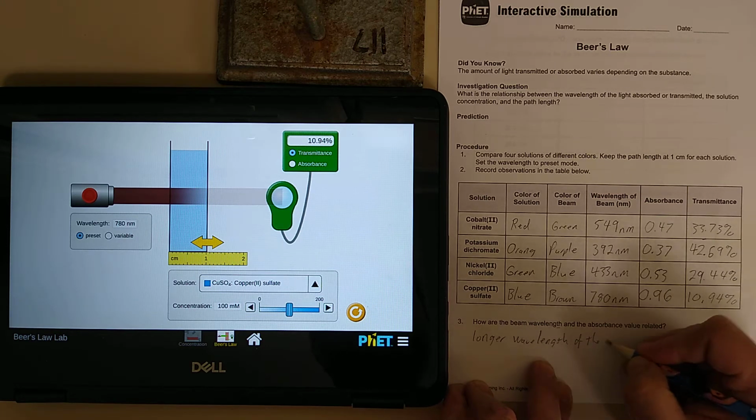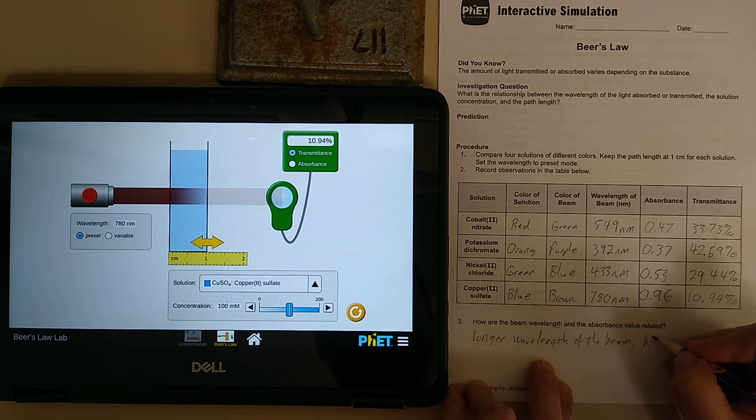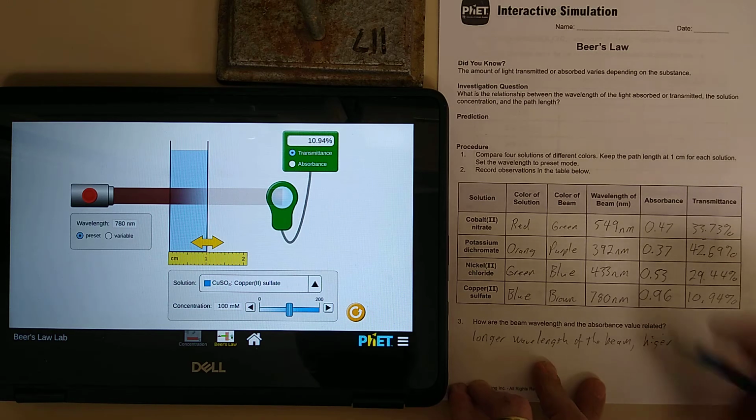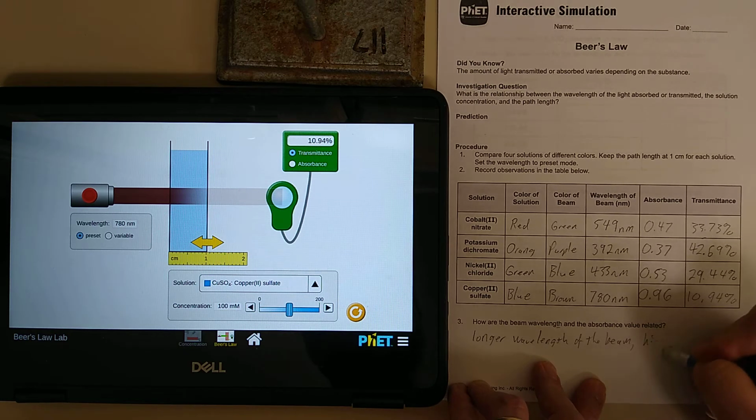of the beam, higher. I'm having trouble with H's today.